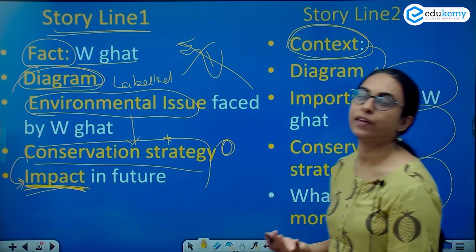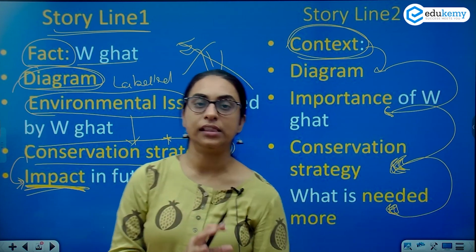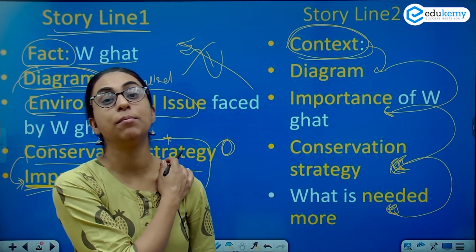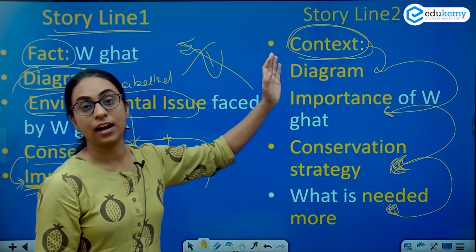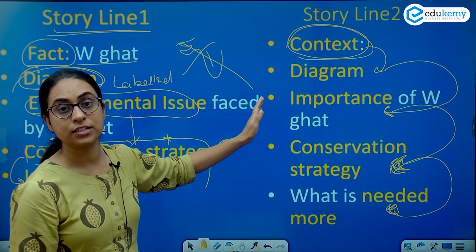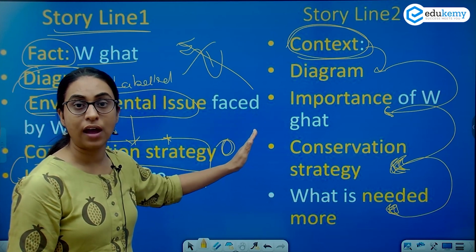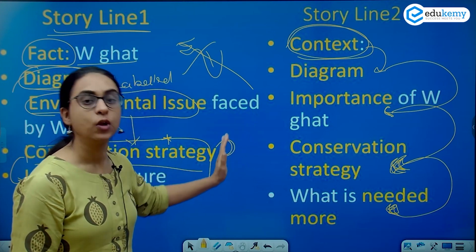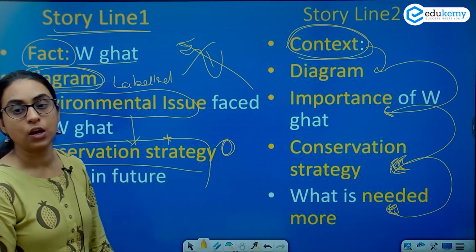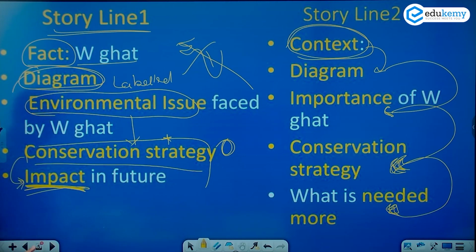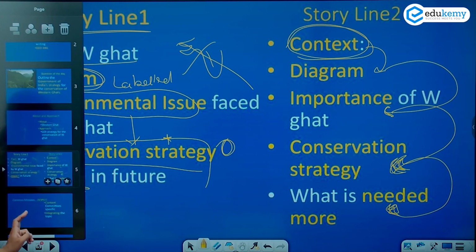So these can be the two types of stories. You can start with a fact, draw the diagram, tell the main demand, and then say what would be the impact of the conservation strategy. Or you start with the context that there are issues, we know the Western Ghat is important, and therefore we have this conservation strategy; however, we need something more. These are the two types of storylines which will help you write an answer to this question.